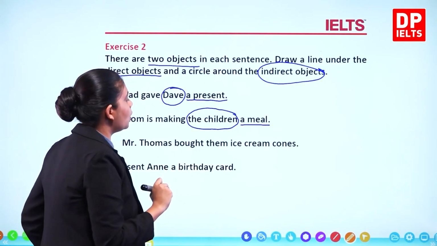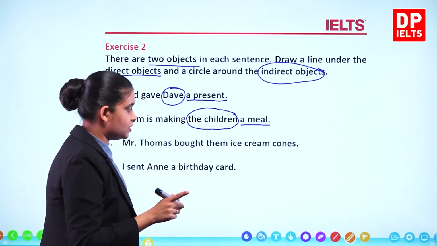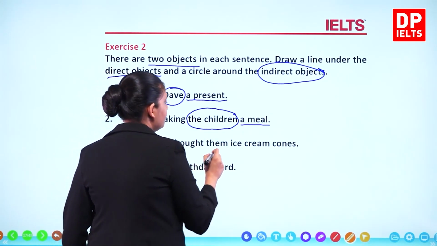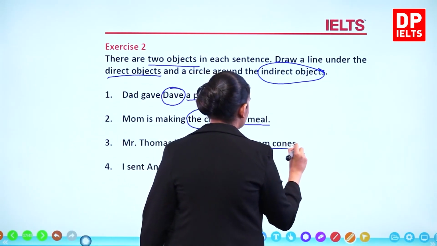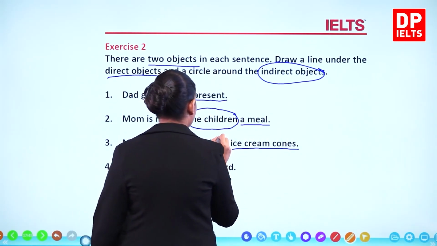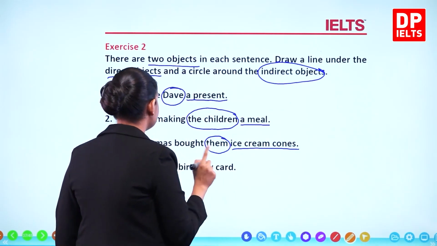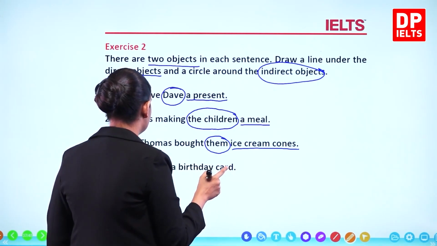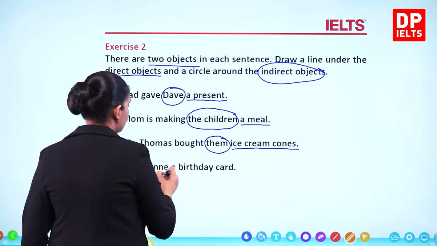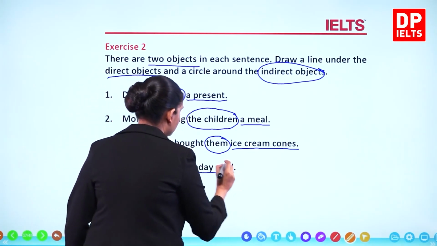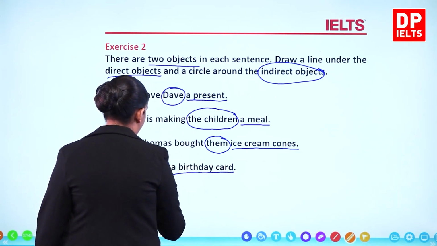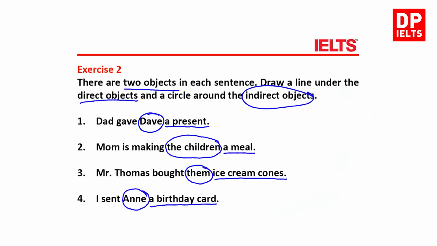Mr. Thomas bought them ice cream cones. What did he buy them? Ice cream cones. For whom? Them. I sent Anne a birthday card. What did you send? A birthday card. To whom? Anne.